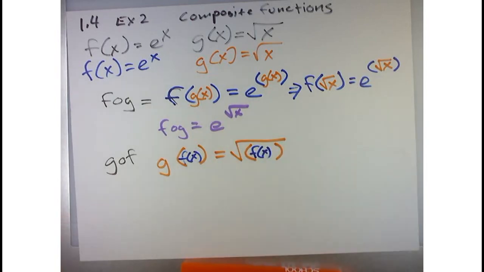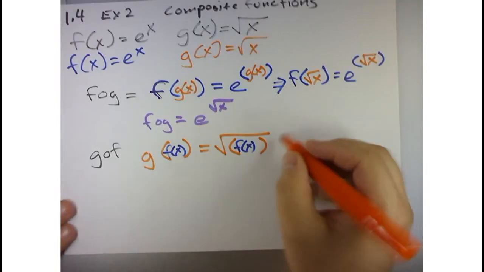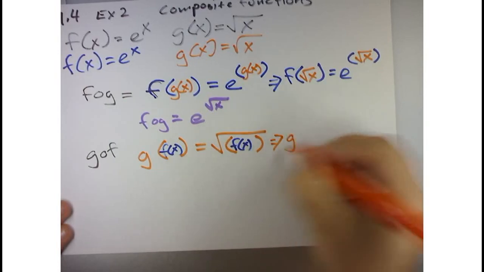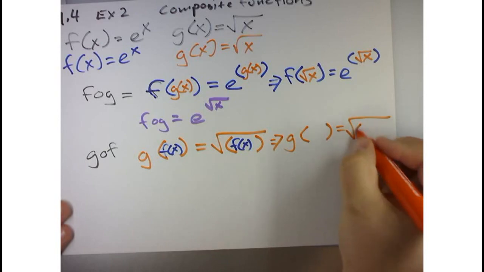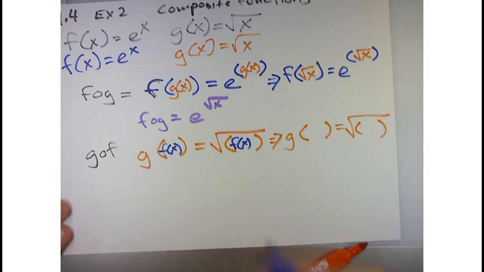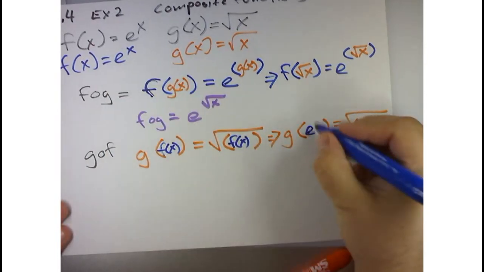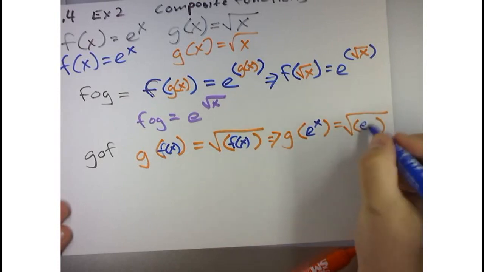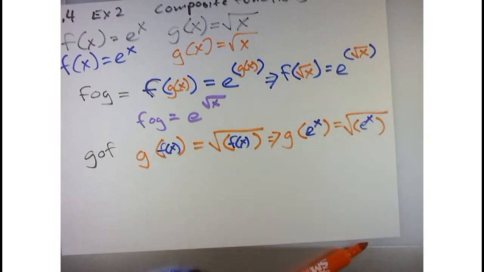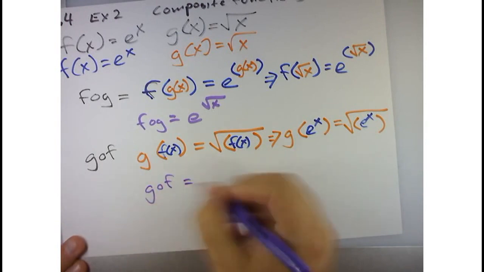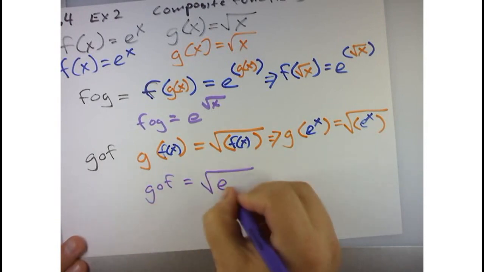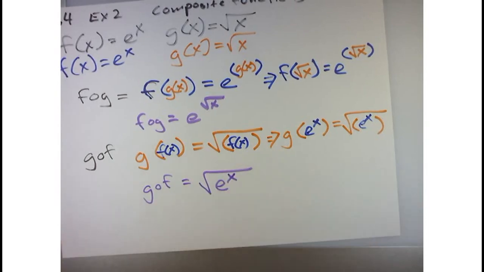Okay? And then in the next line, that would be g of the square root of something. Well, what is that something? Well, f of x is e to the x, so it's g of e to the x, which is the square root of e to the x. So if I were asked to write that, skipping all the little steps in between, I could say that g of f is equal to the square root of e to the x. Any questions?